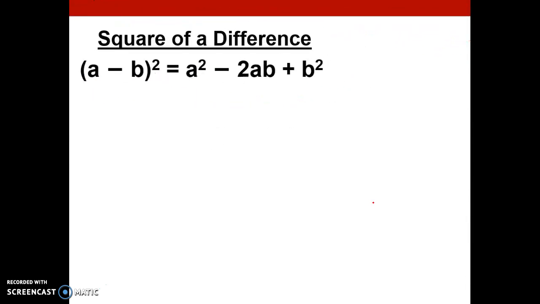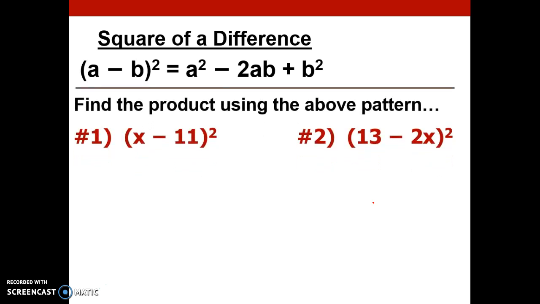This is called a square of a difference. Okay, so that's when we square a difference. Go ahead and try the product by using the pattern above. Once again, try these on your own. Pause the video and then unpause the video and check your answers with me.